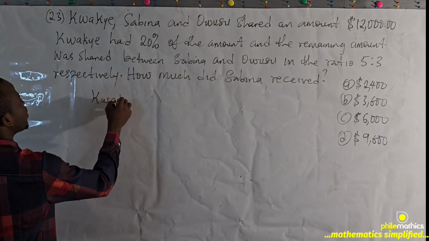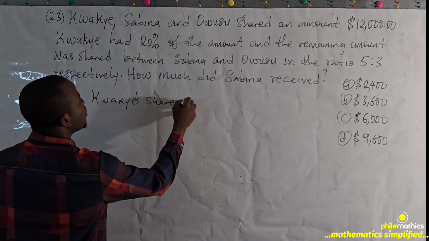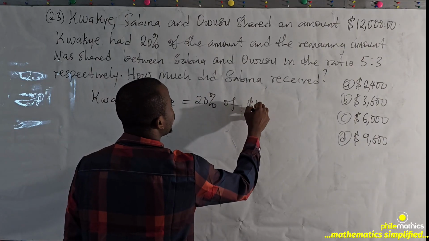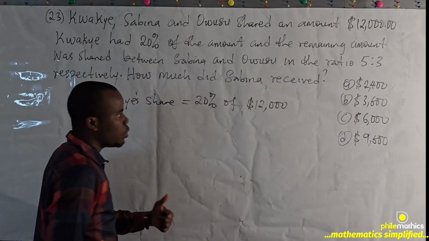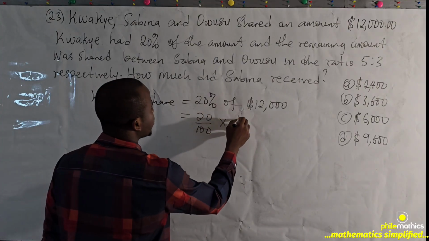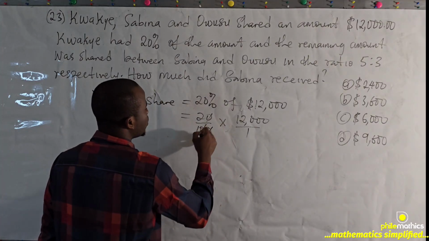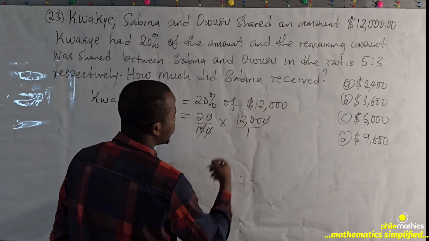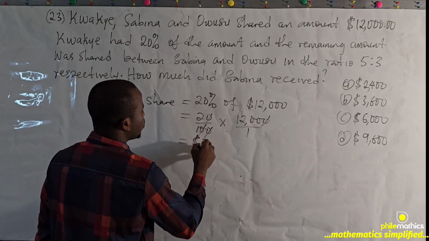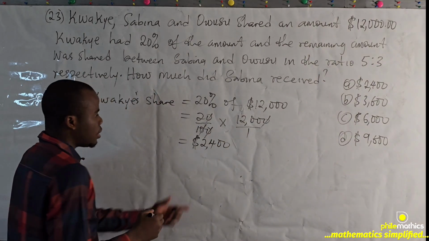Kwake's share is simply 20% of $12,000. So this is how you solve this line by line. This is 20 over 100 times 12,000 over 1. This, and go with this. And 2 times 1,200 is $2,400. This is Kwake's share.